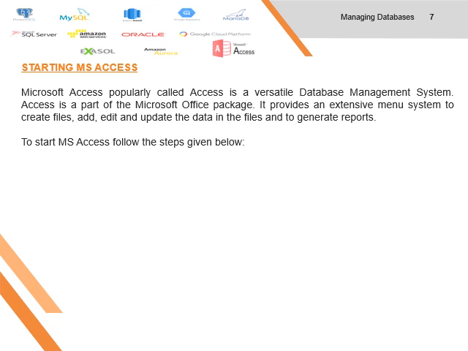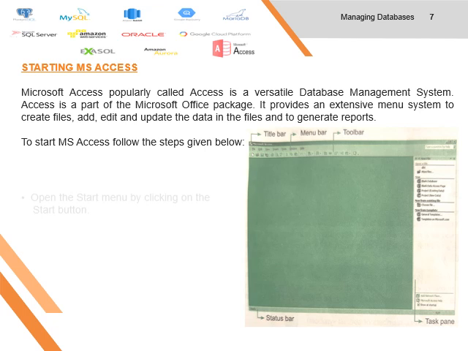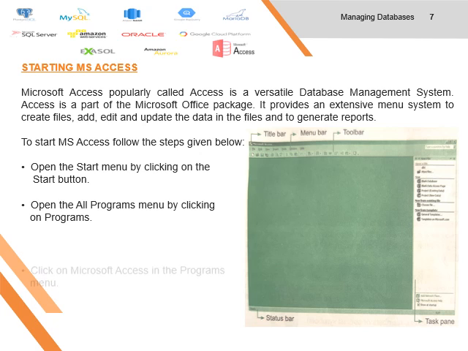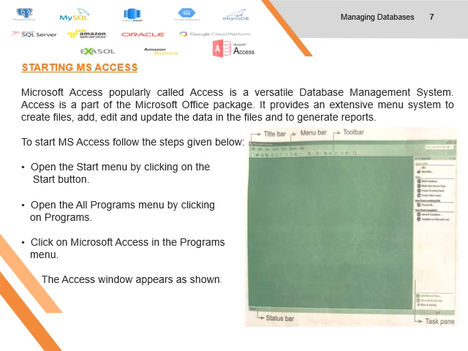To start MS Access, follow the steps given below. Open the Start menu by clicking on the Start button. Open the All Programs menu by clicking on Programs. Click on Microsoft Access in the Programs menu. The Access window appears as shown in the diagram.